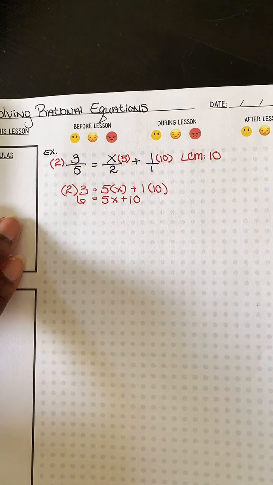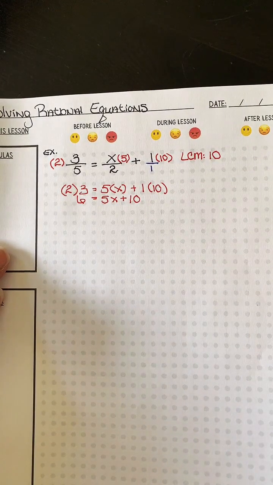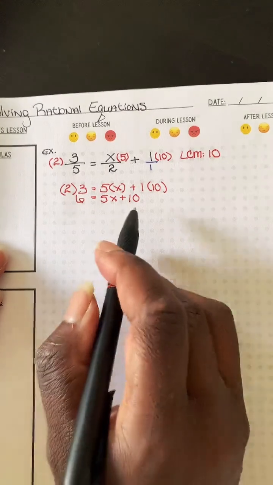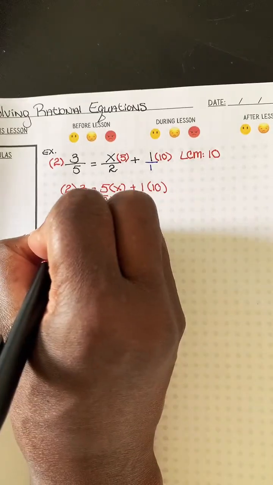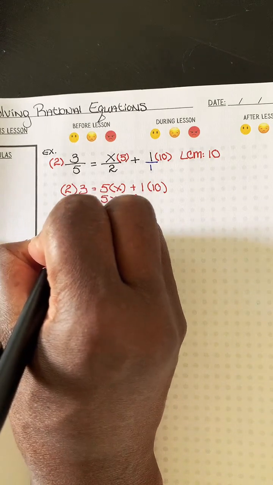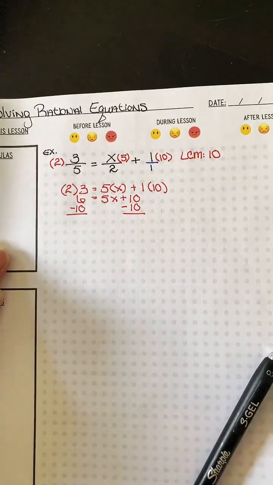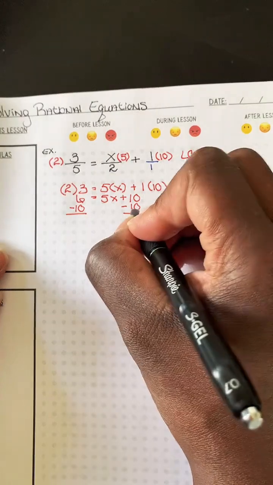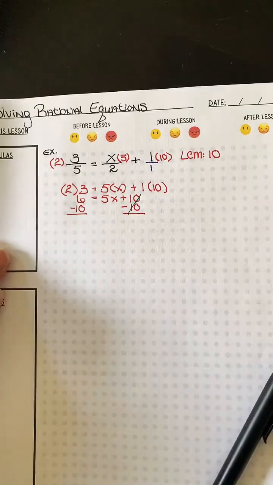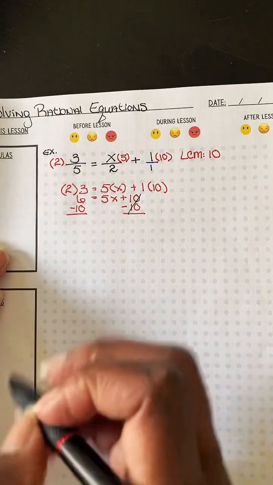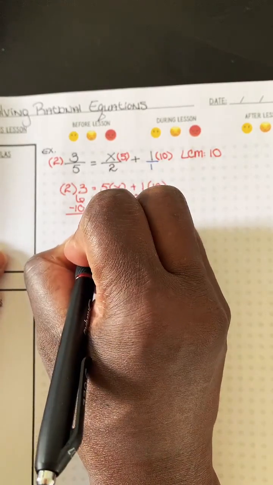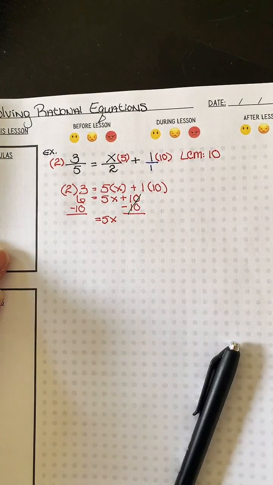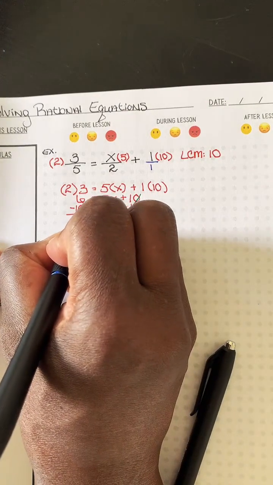So now we can go into solving for the x. So we are going to subtract 10 on both sides. And what happens is these 10s will cancel out. Now what you're left with is your 5x, and it's going to equal my -4.